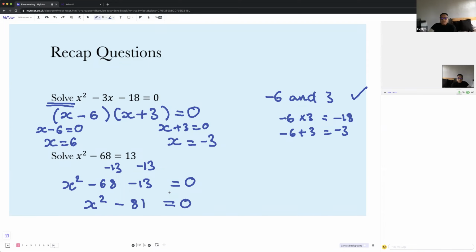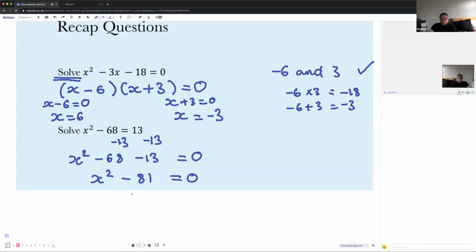So now we've got a difference of two squares equation because we've got x squared and 81 is a squared number. Now, 81 is the same as saying 9 squared. So we can put a +9 and a -9 in the brackets. And then we are going to set each bracket equal to 0.